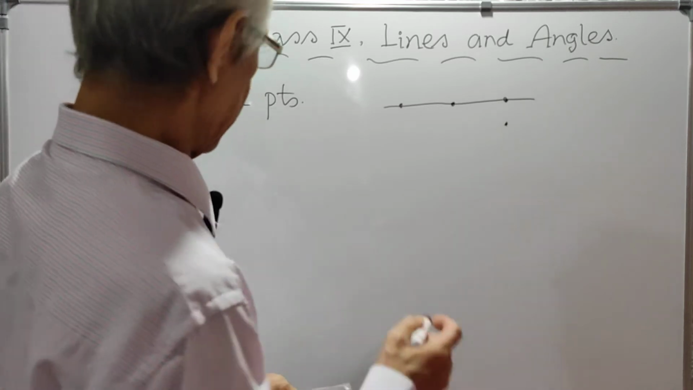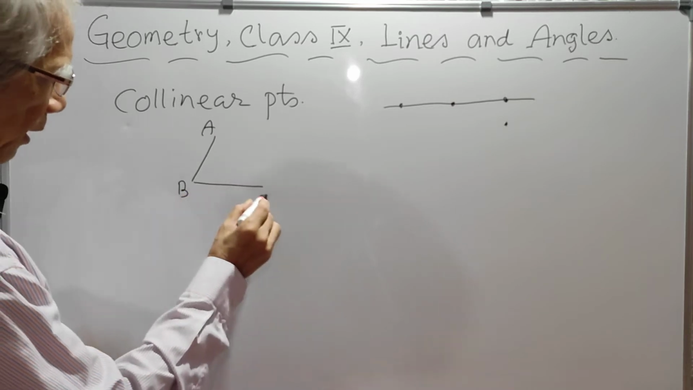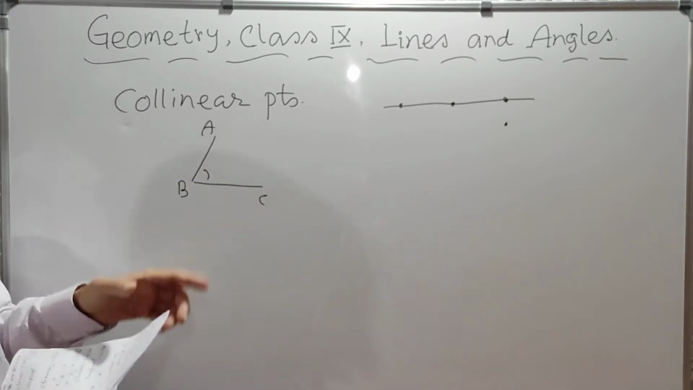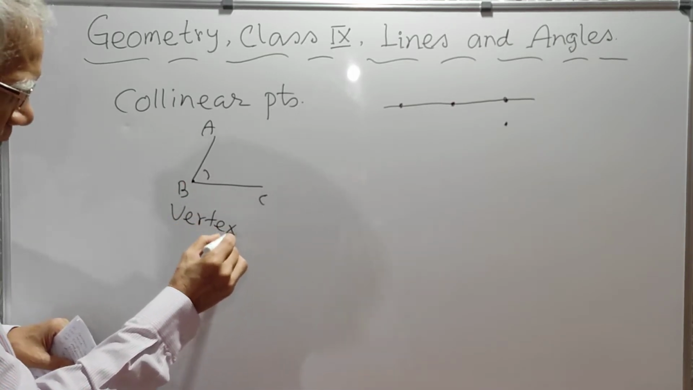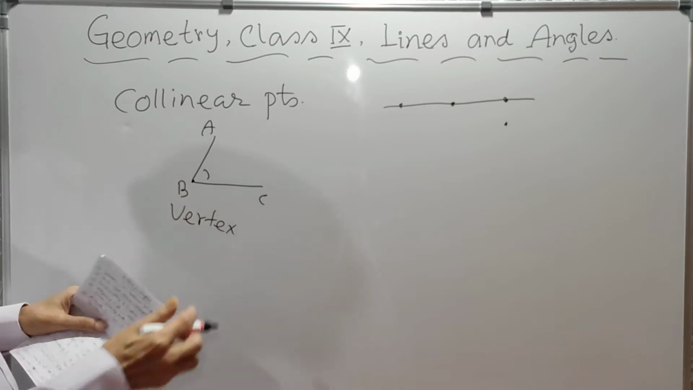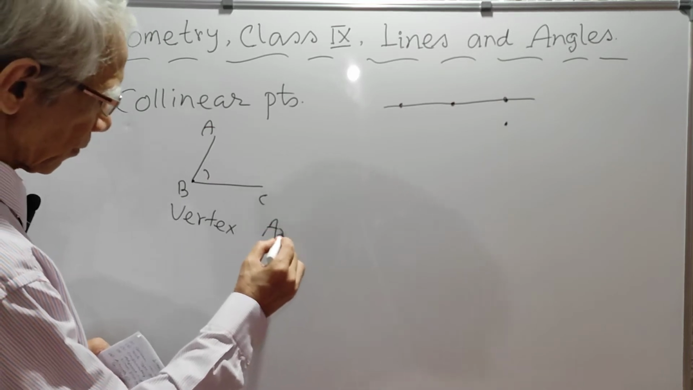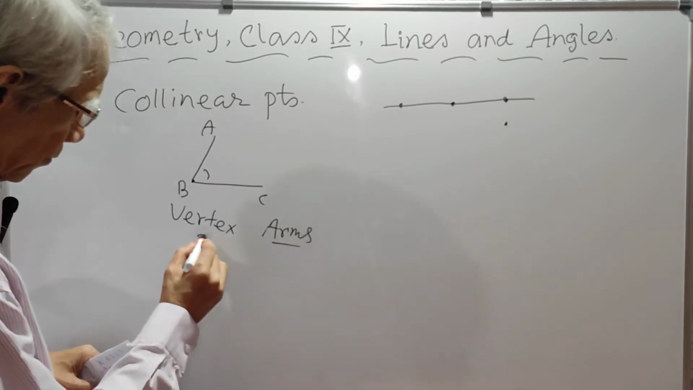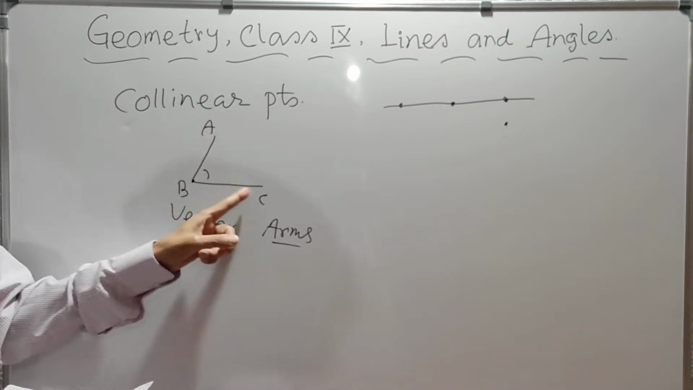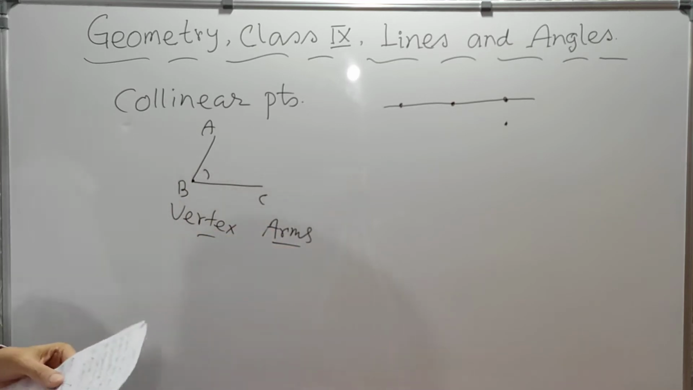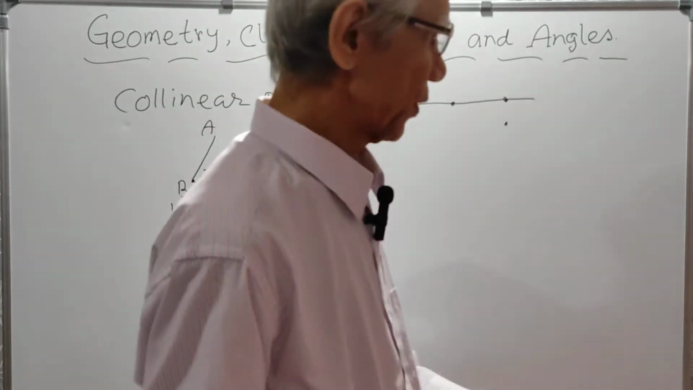Then arms of an angle. Now this is an angle. So ABC is an angle. Now for this angle, this B is called vertex, or angle point. And AB and BC, these two lines are called arms. So an angle has a vertex or angle point, and it has two arms. Here AB and BC are arms. All right. Then different types of angles.